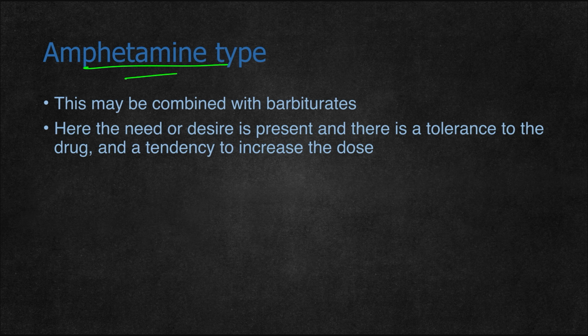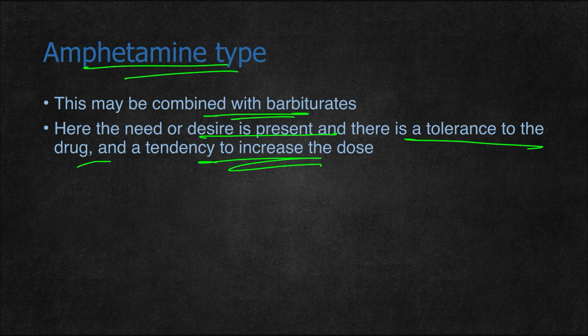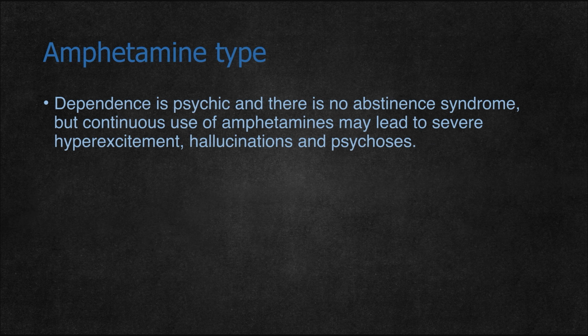Next is the amphetamine type. In this, amphetamine may be combined with barbiturates, leading to cross tolerance. Here the need or desire is present, and there is a tolerance to the drug and a tendency to increase the dosage. So amphetamine develops tolerance, which requires an increase in dosage.